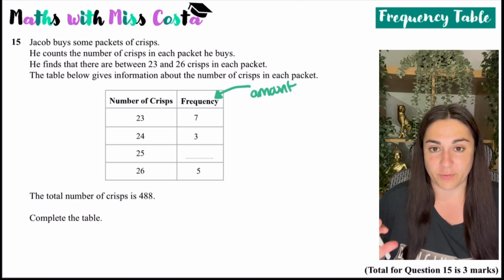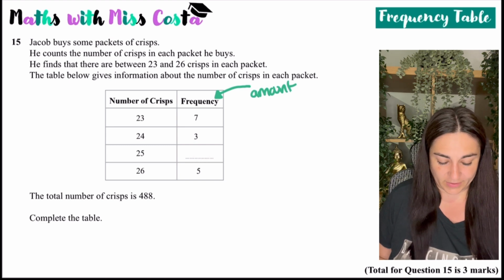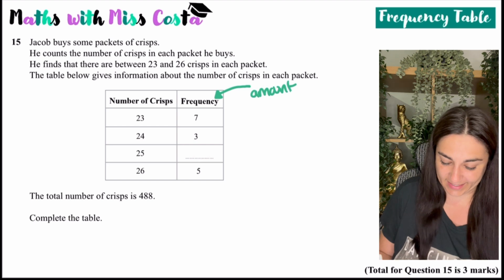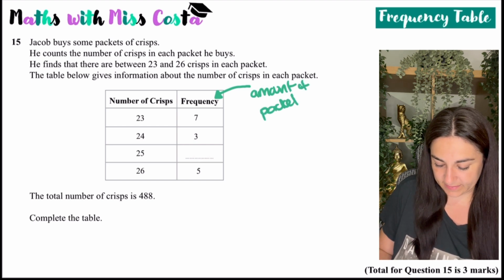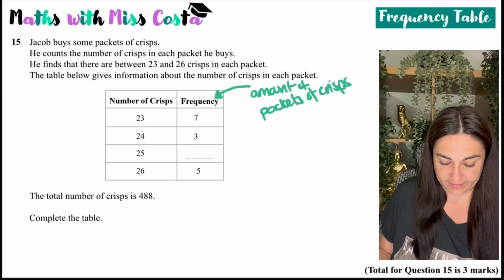Or I haven't read the question yet. Let's read the question first. So Jacob buys some packets of crisps. Okay, so it's not people, it's Jacob. So the frequency is the amount of packets of crisps, so the number of packets that he has bought.